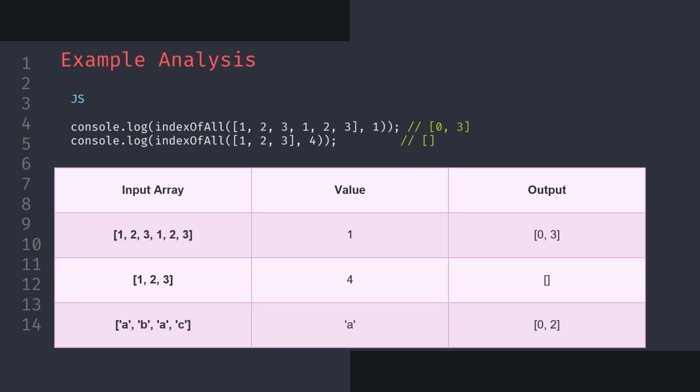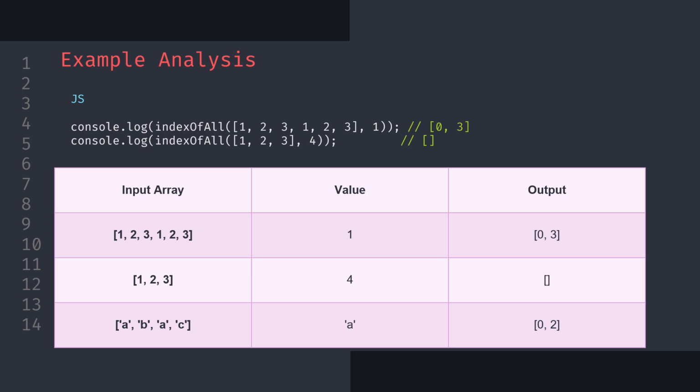This match works for numbers, strings, or any comparable value. Even if there are no matches, the result is just an empty array. It is reliable, flexible, and does not mutate the input.